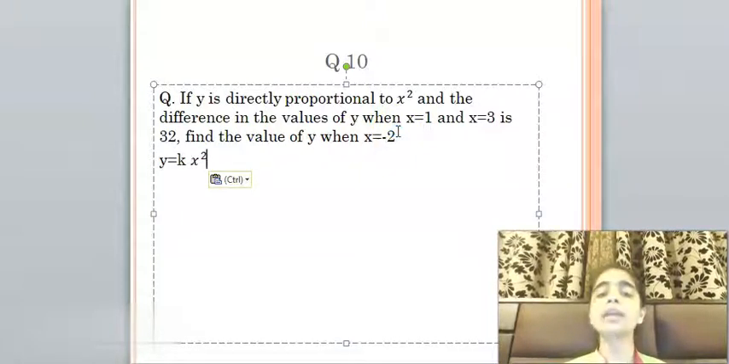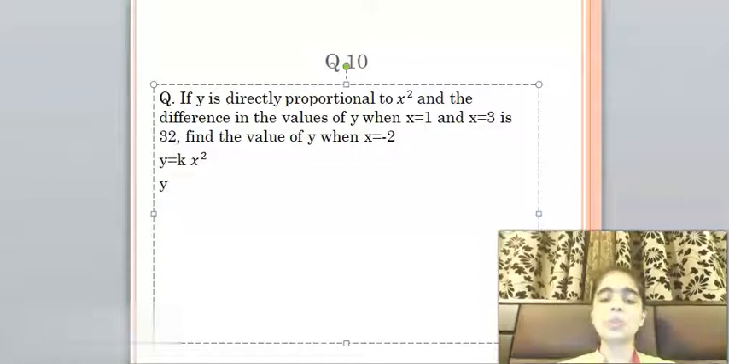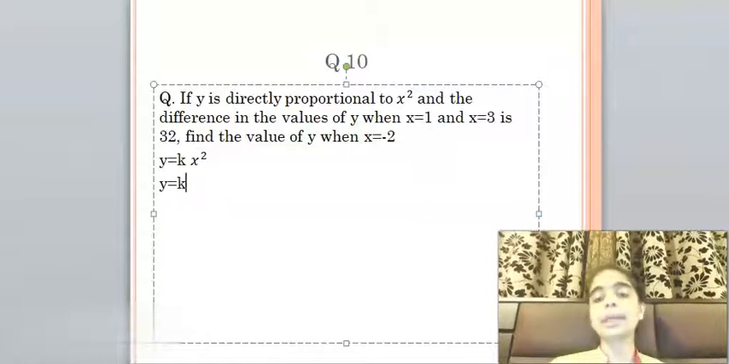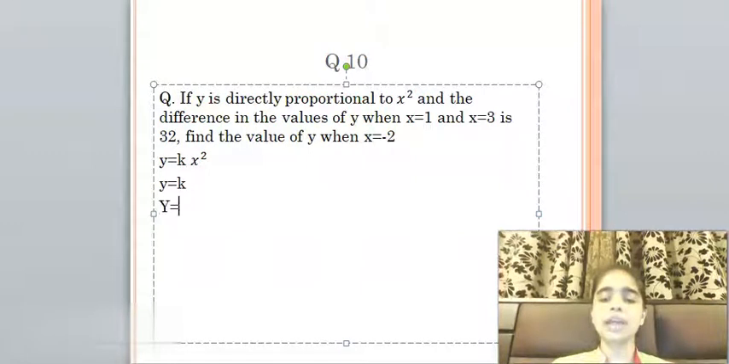Now, we need the value of y when x is equal to 1. Let's plug it into the equation. y is equal to k, because k multiplied by 1 will give me k only. And the other equation will be again taking 3 in place of x. 3 square will give me 9, so the other equation will be y is equal to 9k. Let's say this is y1 and this is y2, because these are different y.